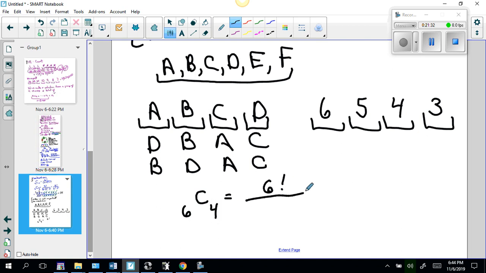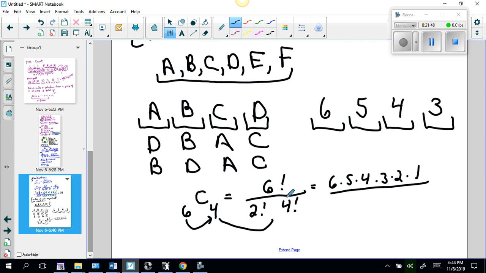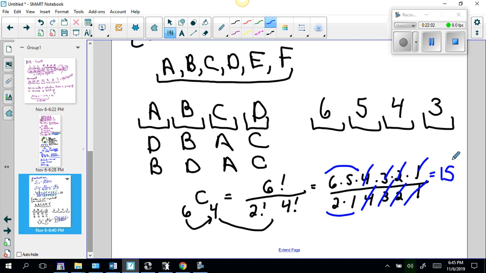Now it's 6 factorial over 6 minus 4, 2 factorial, over the 4 factorial. So it's 6, 5, 4, 3, 2, 1. Do this one, 4, 3, 2, 1. Do this one, 2, 1. 4, 4, 3, 3, 2, 2, 1, 1. I find that extremely fun. 30 divided by 2 is 15 different ways.